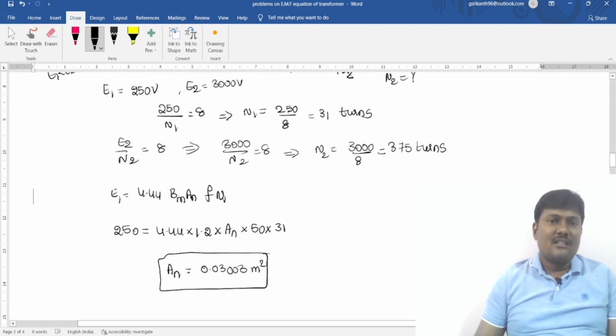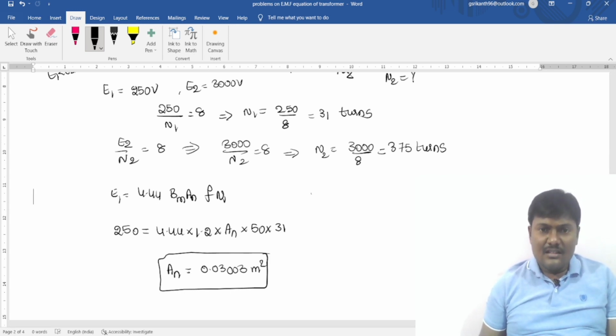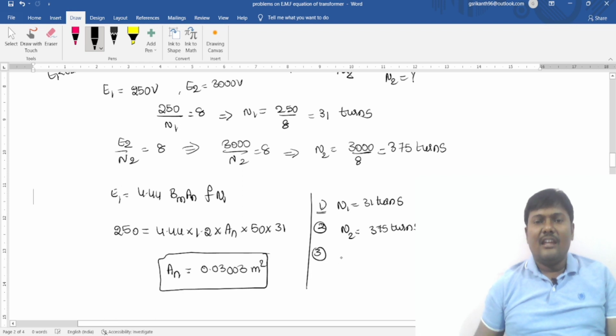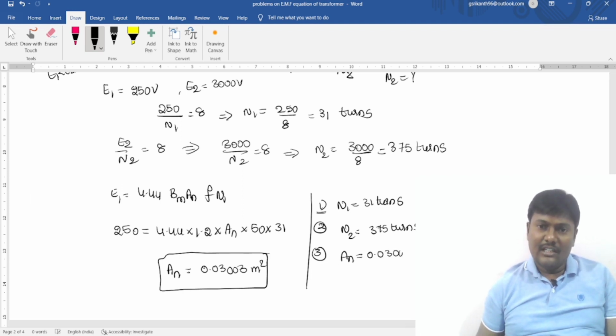What is the first answer? Yes, our conclusion is N1 is 31 turns and N2 is 375 turns, and the third, the area A for this problem, is 0.03003 meter square.